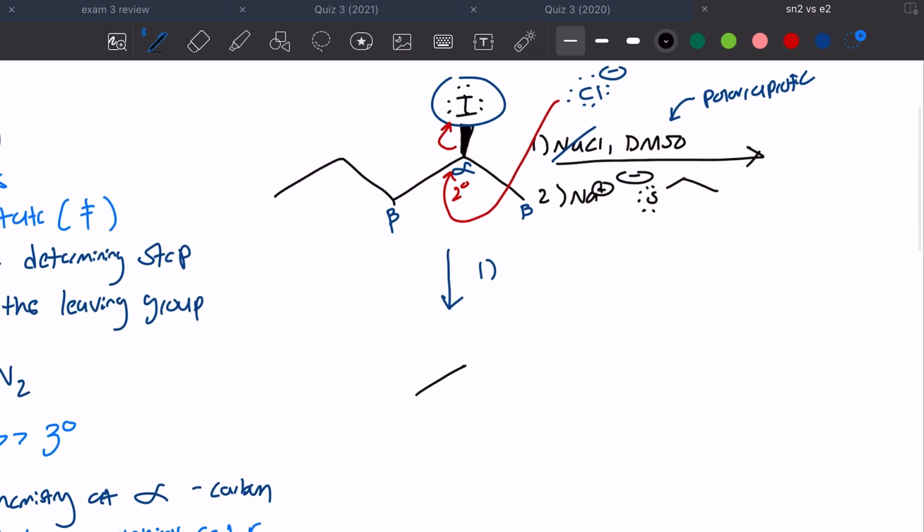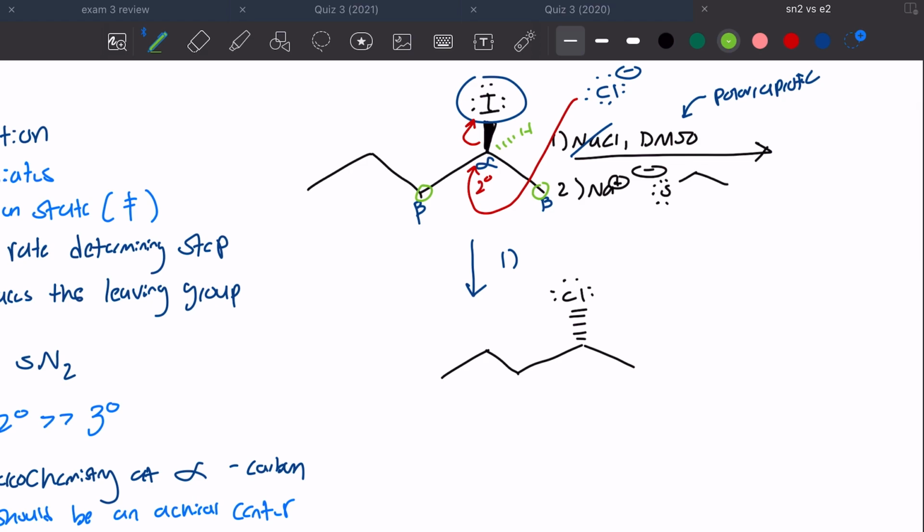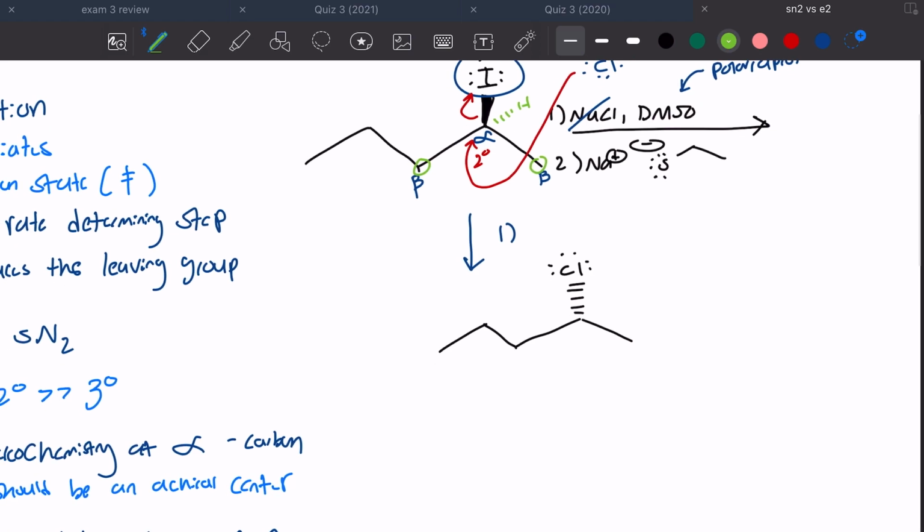You're going to get something that looks like this. You're going to get an inversion of stereochemistry because your alpha carbon is attached to 4 different groups, which I'll circle. This carbon, this carbon, there's an implicit hydrogen drawn, and this iodine is obviously different than all the other 3. So this is an asymmetric center, so there will be an inversion of stereochemistry, which is why we go from a wedge to a dash.